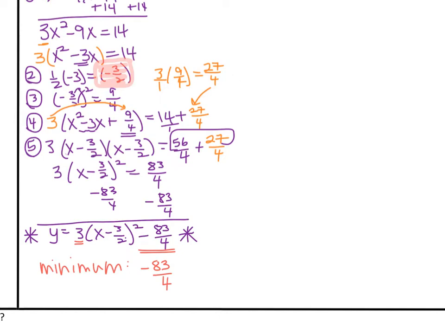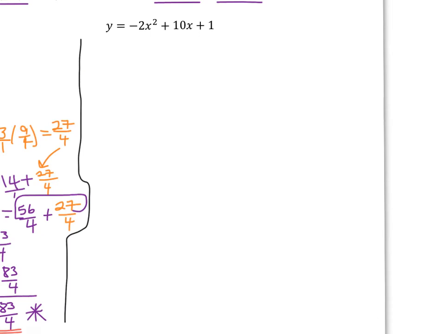We have one more over on the right. We have the equation in standard form, y equals negative 2x squared plus 10x plus 1. And we're asked to convert to vertex form and determine if this has a maximum or minimum and what that value is. All right, so let's start with our key steps. The first thing we'll do is set the equation equal to 0. And we'll move the constant to the other side.